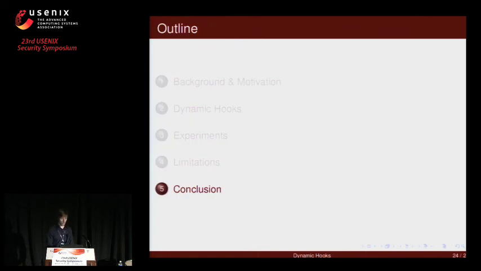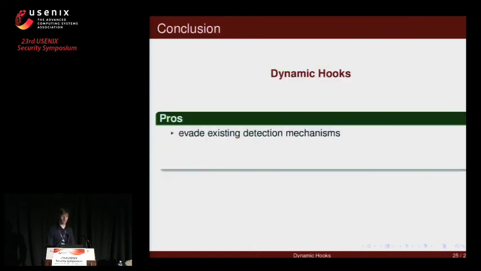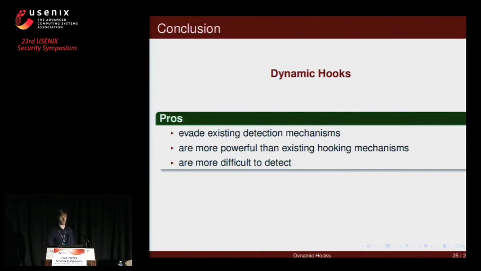So to conclude, dynamic hooks enable us to evade existing detection mechanisms because we target transient control data instead of persistent control data. Dynamic hooks are more powerful than existing hooking mechanisms since we can perform control flow attacks, but we can also perform data-only attacks. And last but not least, dynamic hooks are difficult to detect because we change non-control data. Non-control data happens to change very often, so it's difficult to verify compared to control data, which doesn't change frequently.